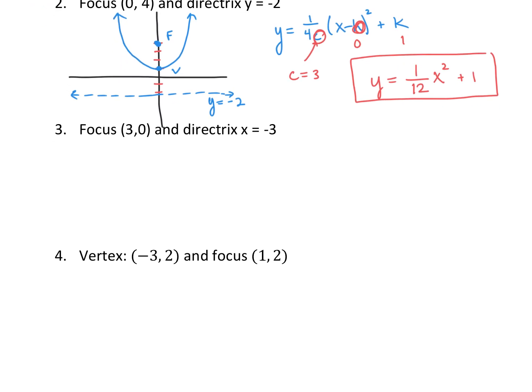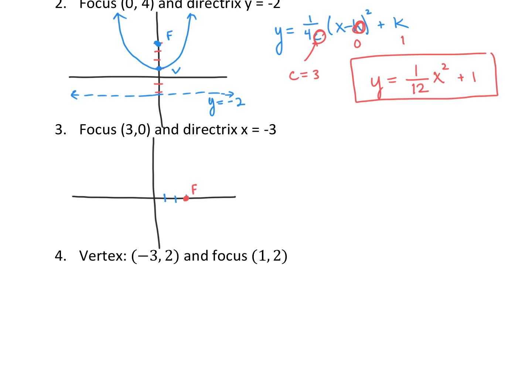All right, rolling along. Number 3. Again, they will give us some information. We will sketch it and then fill in the missing information they did not give us. So the focus is (3, 0). That's to the right 3 units, up 0. Plot that point, label it, focus.